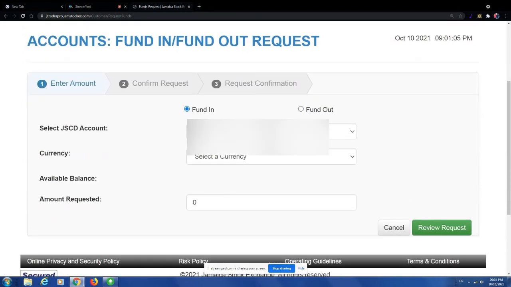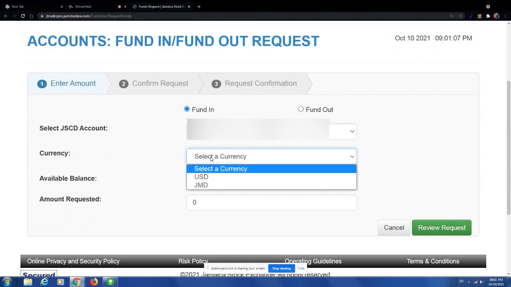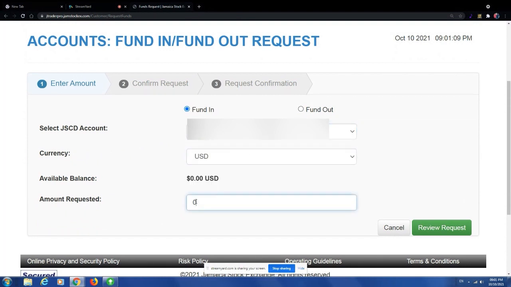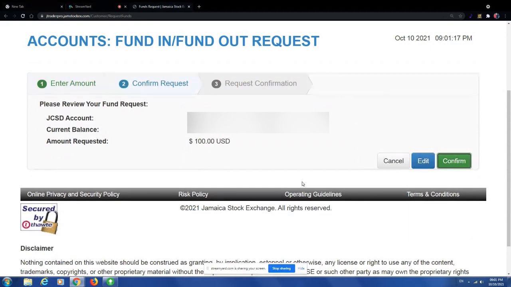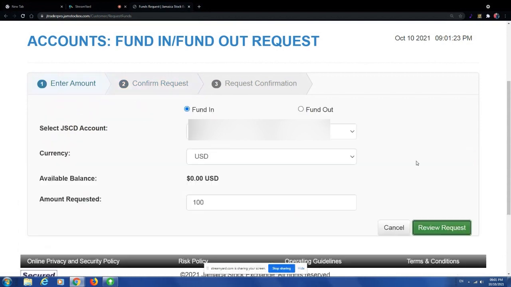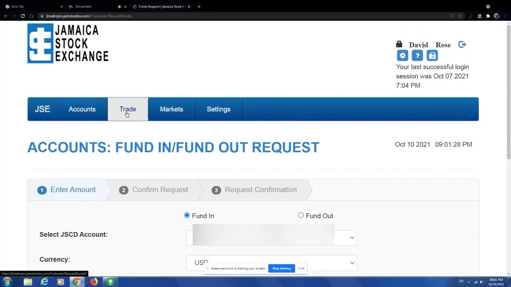So if you're going to fund in, set the account, set the currency, and it tells you how much money is in your account. Let's just say I want to fund in $100, for example. Let's say my current balance is this. It tells me how much I want to request, the JCSD account, and I confirm or edit. This is for both JMD and USD. So you can choose how you want to fund in.